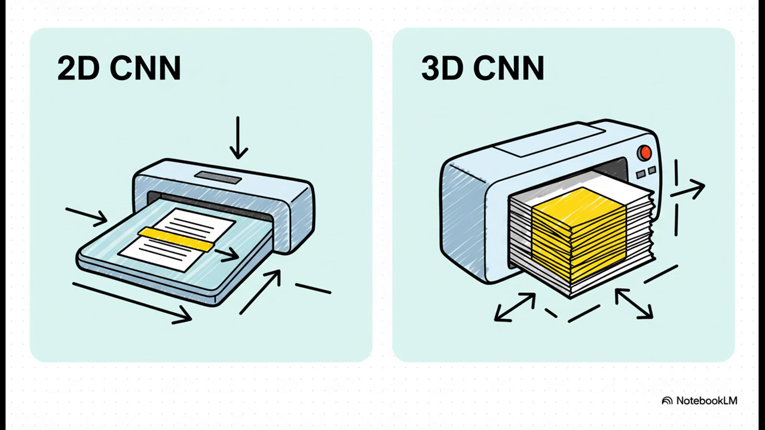So think of your standard 2D CNN, the kind that finds cats in photos, as a basic flatbed scanner. It scans one page, right? It just goes left to right, top to bottom. That's it. A 3D CNN, on the other hand, is more like one of those big office scanners with a document feeder. It's not just scanning one page, it's chewing through the whole stack at once. It's moving left to right, top to bottom, and through the depth of that stack.